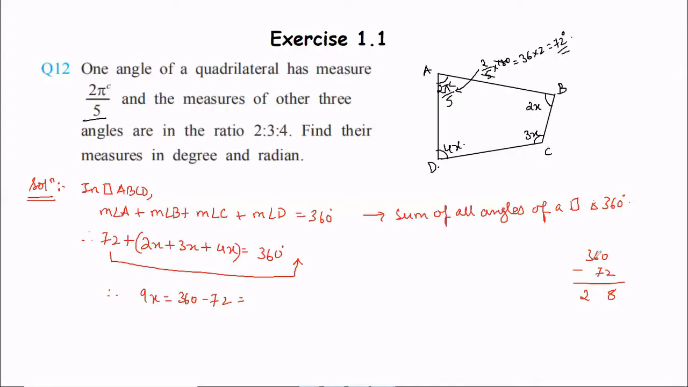All right, so the answer is 288. Therefore 9x is equal to 288. So x is equal to 288 divided by 9. Let's cancel this. You will get 3 and 32 as the answer. So the value of x is 32 degrees.